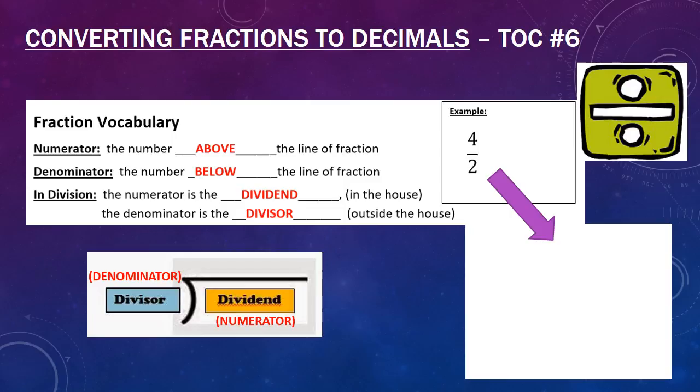So let's look at this example, 4 divided by 2, or 4 over 2. So set up your house. 4 is the numerator, the dividend, so it goes inside the house. The 2 is the denominator, or the divisor, so it goes outside the house. And so we ask ourselves, how many 2's will fit into 4? The answer is 2. And so then we subtract 4 and we get 0.